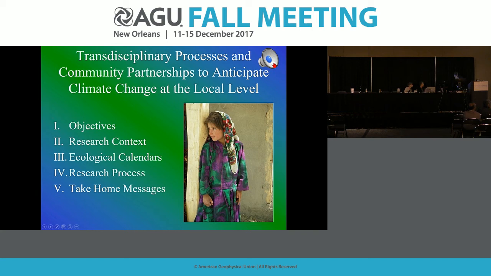What I would like to do first is go over the objectives of our conversation today. Describe the research context in which we are working. Explain ecological calendars, because that's the tool we are using to anticipate climate change. Provide an overview of our research process, and then reiterate the take-home messages of our work that is currently underway.